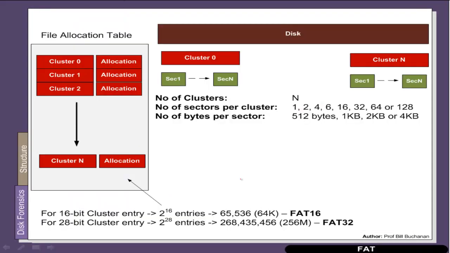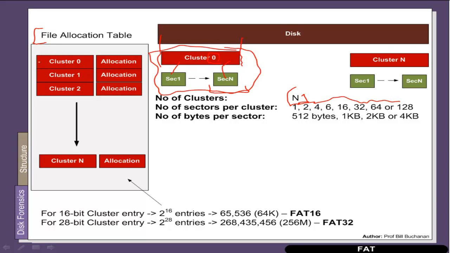Okay, within a disk we have what's called the file allocation table, and the disk itself is made up of a number of clusters. So here's cluster 0. And then each cluster is made up of a number of sectors. So in this case we might have n clusters, then we have a number of sectors per cluster: 2, 4 and so on, up to 128. And then we can have a number of bytes in each of these sectors. So in this way the files are actually stored inside these clusters.